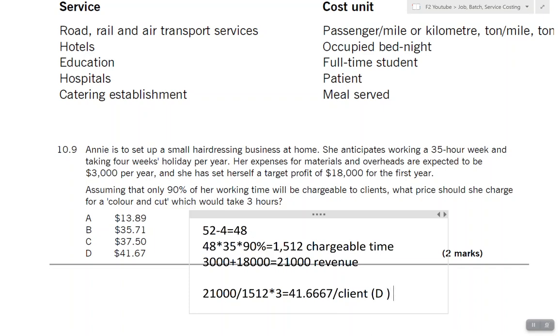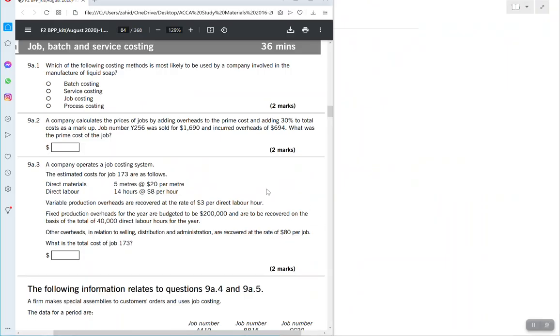Now let's look at kit questions on all of these 3 topics. Okay, let's look at the questions. Some of them I've already answered in explanation to the chapter, but let's look at the remaining. Which of the following costing methods is most likely to be used by a company involved in manufacturing of liquid soap? Batch, service, job, or process? The answer of this is process costing. You will see in the process costing chapter that it is used for liquid and gas type of manufacturing.